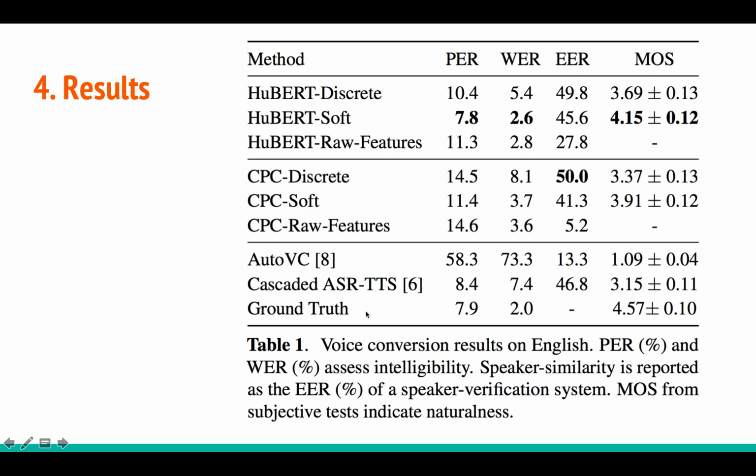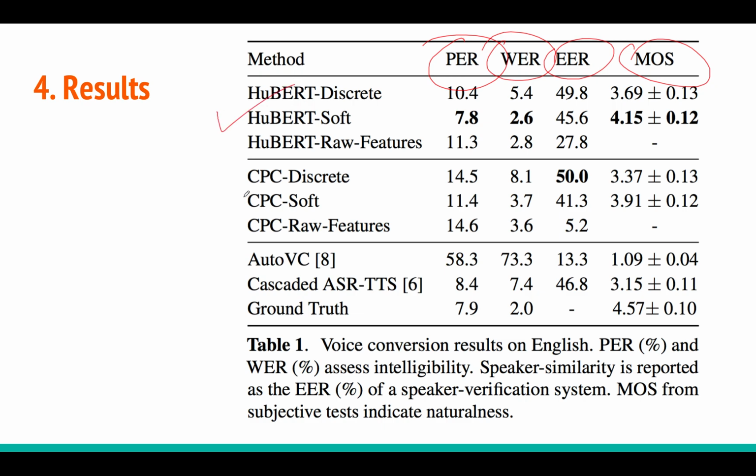Coming to the results, they have different metrics to evaluate the robustness and the effectiveness of this system. First, they measure the PER, which is the phoneme error rate. Lower is better. Then you have WER, then you have ER to measure the similarity of the speakers. Then you have the MOS score, which measures the quality or the understandability of the audio. Higher means better, the quality is better. So that's the mean opinion score metric. So let's look at the results for different systems.